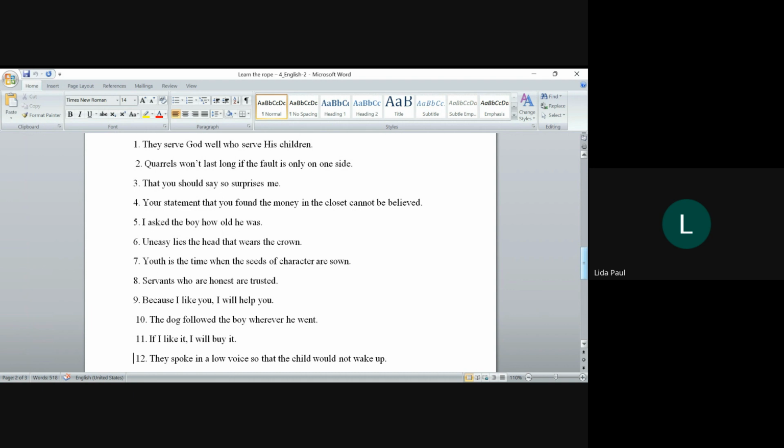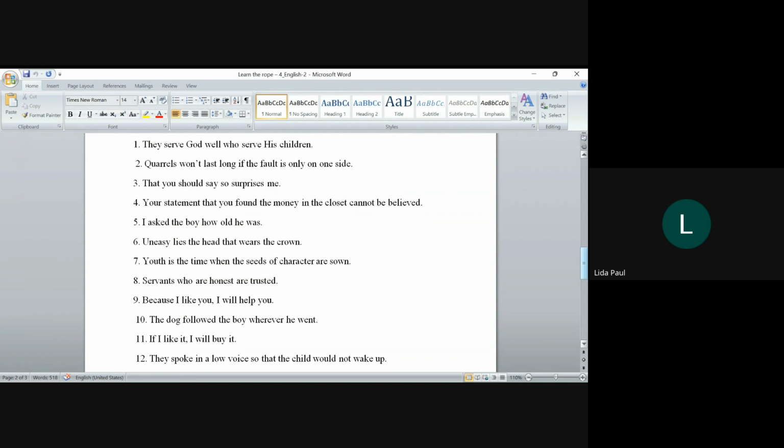Okay, got that point. Shall we go to the eighth one? Servants who are honest are trusted. Yes, ma'am. Who are honest, right? Servants who are honest. Now, what is this? Noun, ma'am. Nominal. Can you replace who are honest with a noun or a pronoun? Check. Servants. No, ma'am. No, right? So this is an additional detail about the servants.